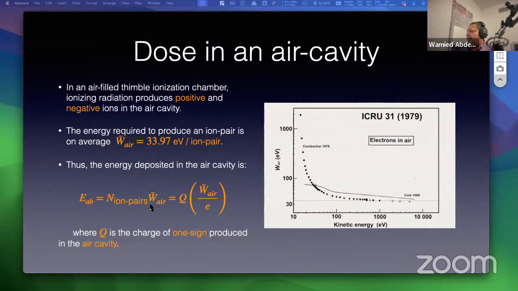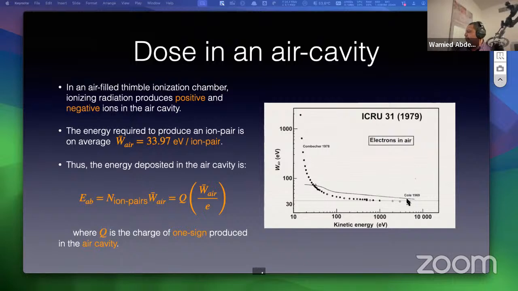We can rewrite this by multiplying by the electron charge, so we get the charge Q of the ions that are produced, and then we divide by e here, and then we get this constant value. This is W air over e, which is the mean energy required to produce 1 coulomb of charge. This factor is essentially energy independent, except for very low energies.